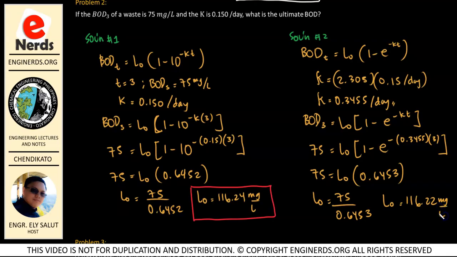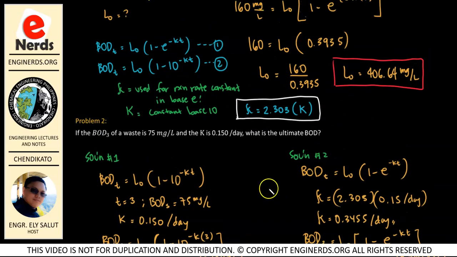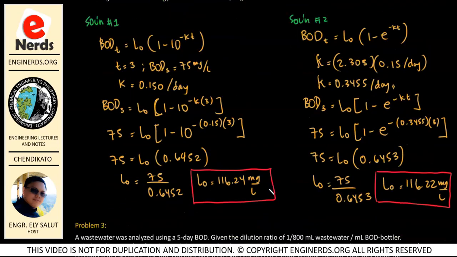milligrams per liter. So, pareho lang yung answers natin, guys, no? So, solution 1 and solution 2. Dito gumamit tayo ng base 10. Dito gumamit tayo ng base E. Okay, so iti-take note lang natin itong formula nila, yung relationship ng ating K. Okay? So, I hope malinaw sa atin yan.